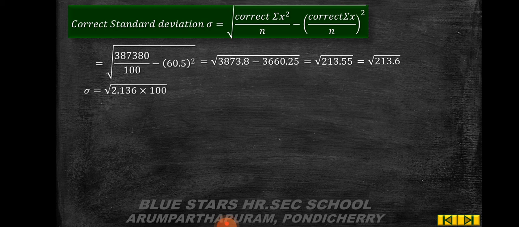Sigma is equal to root of 2.136 into 100, which is equal to 10 into root of 2.136 is equal to 10 into 1.462, which is equal to 14.62. Therefore, now we find the correct standard deviation. Sigma is approximately equal to 14.62 and you already found the correct mean is 60.5.